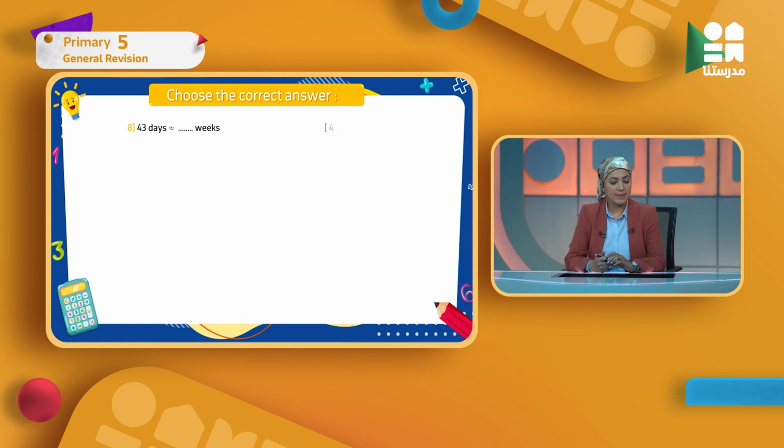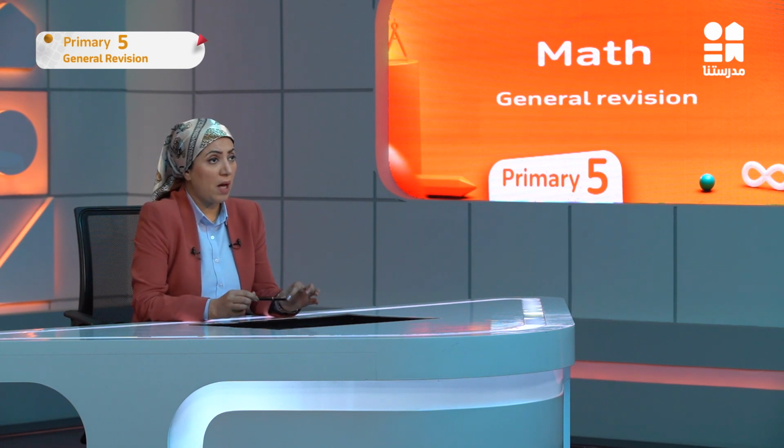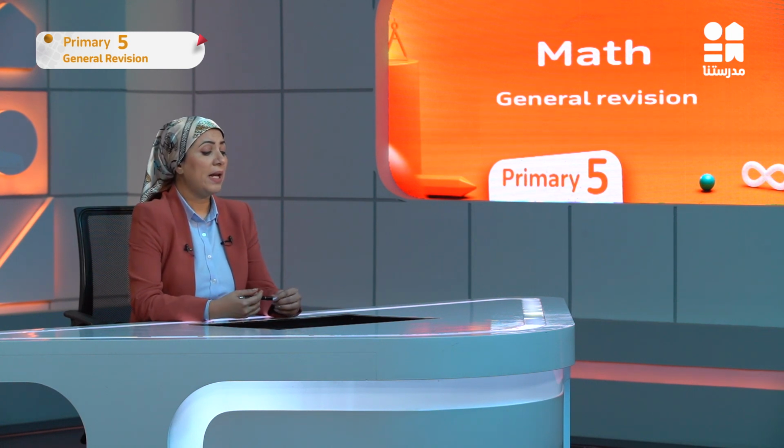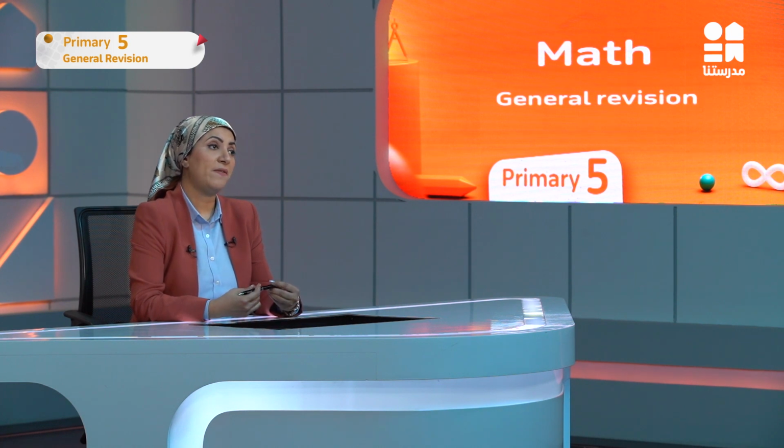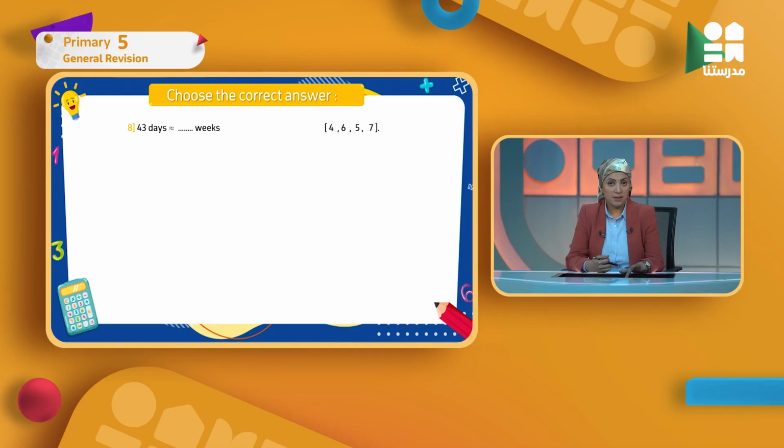Okay, question 8. 43 days is approximately how many weeks? I have the choices 4, 6, 5 and 7. How many days are in a week? Every week is made up of 7 days. Then here I have 43 days. I will divide them by 7, long division, because I have nothing in table 7 that gives me 43. So it will be 6.14.